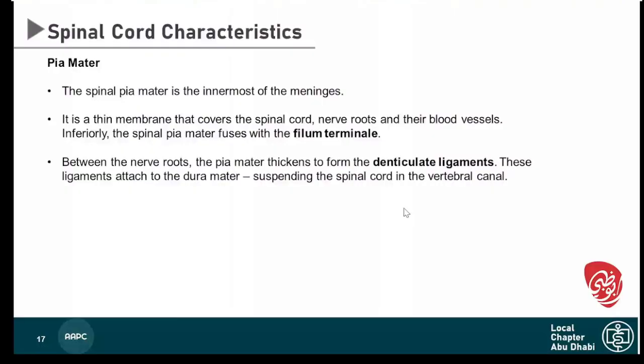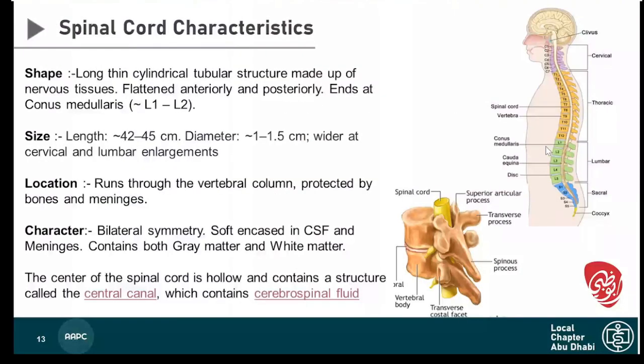and the terminal end, this is the conus medullaris. The spinal cord ends in the L1, L2 space, and here it is known as the conus medullaris. It is a clinically important structure of the spinal cord. It helps in bladder function, bowel function, and also sexual function. Okay, it is the terminal tapered end of the spinal cord.